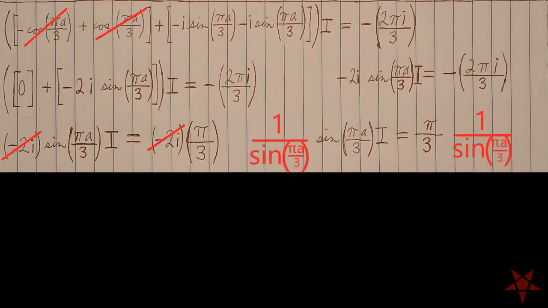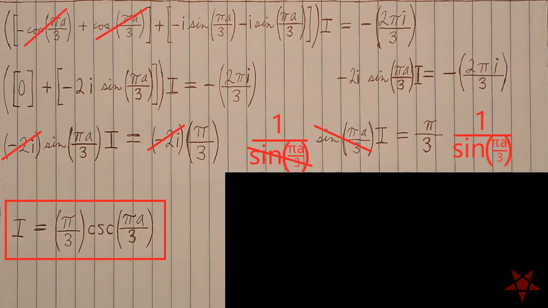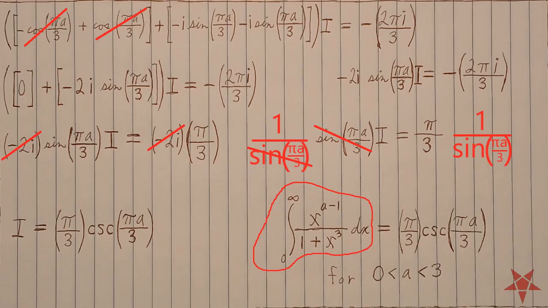Cross-multiplying by 1 over sine pi a over 3 leaves us with capital I equal to pi over 3 times cosecant of pi a over 3. Capital I is equal to the integral that we came here looking for. Thus, the integral of x to the power of a minus 1 over 1 plus x cubed from 0 to infinity is equal to pi over 3 times the cosecant of pi a over 3 for values of a less than 3 but greater than 0.